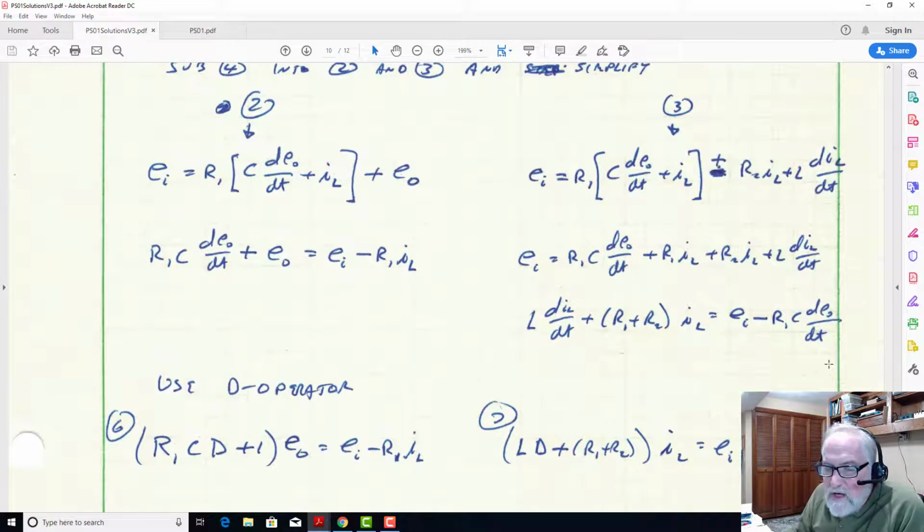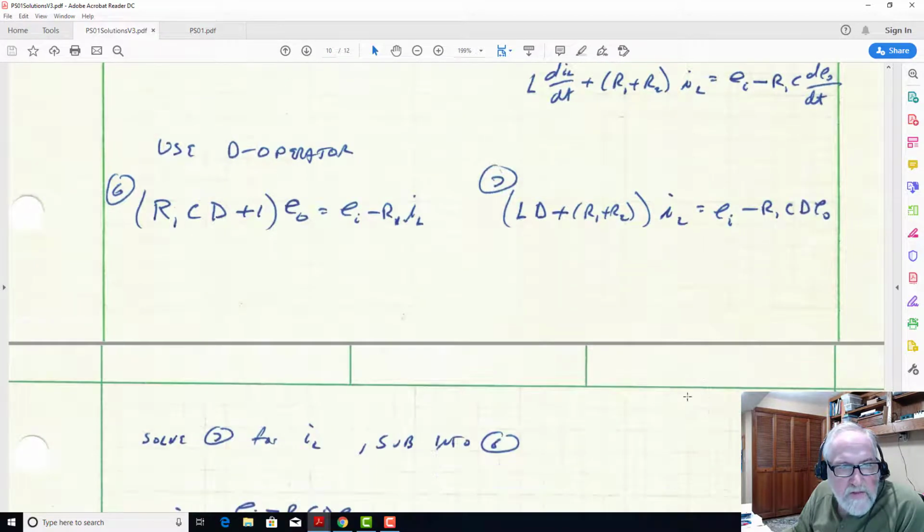Interesting, the coupling term is a derivative of the other variable, which is fine. We can do this just fine using the D operator. So if we go to the D operator, we have these new equations 6 and 7, which are just those first order differential equations expressed in operator form.